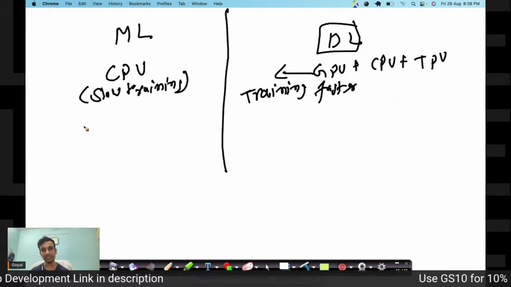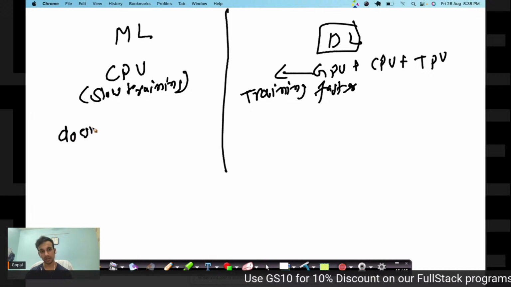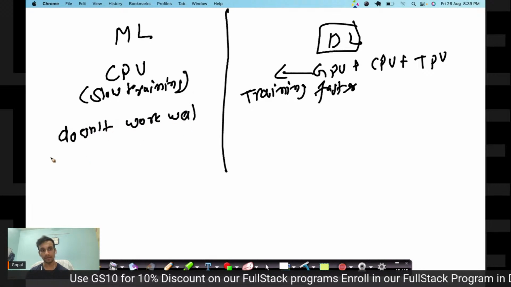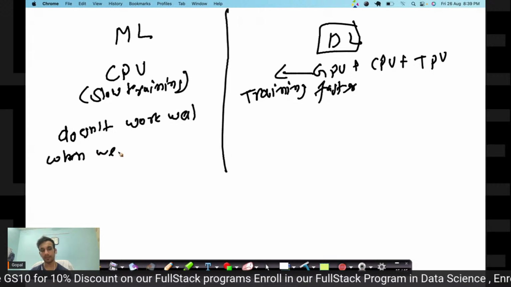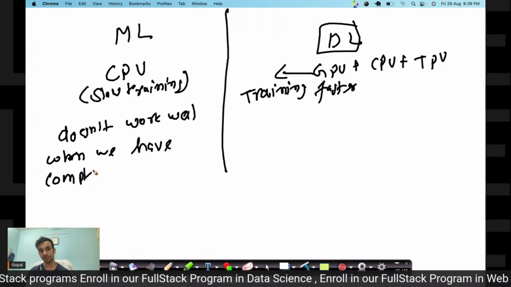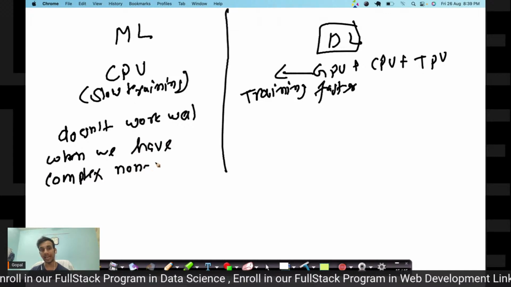Second, ML doesn't work well when we have complex non-linearity in our data.